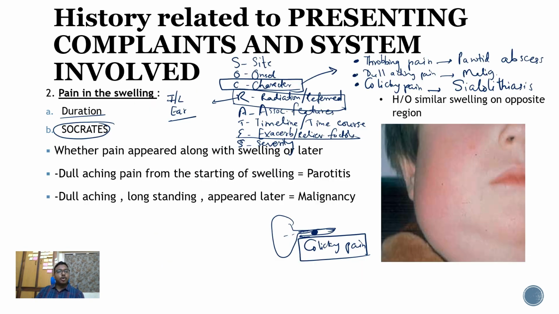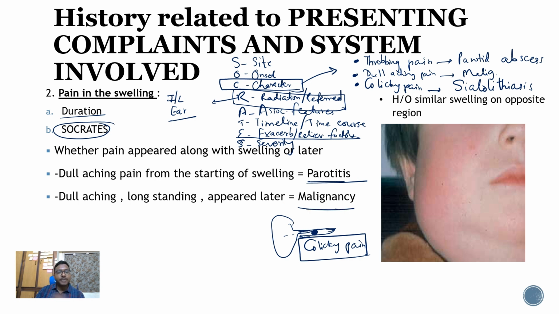Next. Regarding the pain, one important question we need to ask the patient is whether the pain has started along with the swelling, which is usually of acute duration. That is indicative of parotitis. The other scenario is that previously it was painless, then a dull aching long standing pain later appeared. It will suggest malignancy. I told you here. Okay, right.